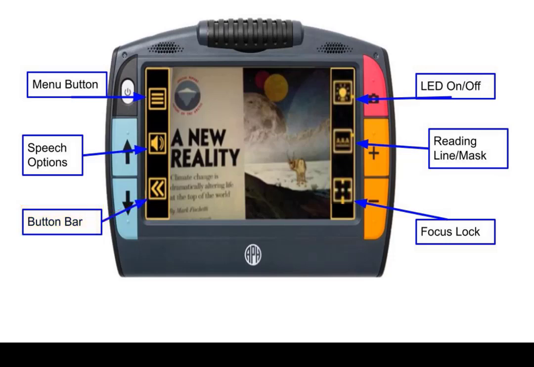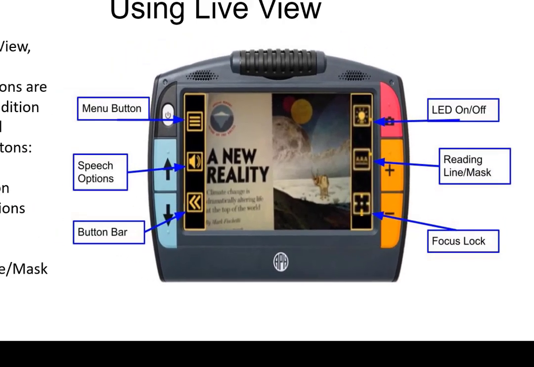On the upper right-hand part of the screen is your LED on or off. So you can turn that LED light on and off there with that button. And that button is aligned with the screen capture button that we talked about, the physical button in that upper right-hand side. Below that LED button is the reading line mask button, and that button is aligned with the magnification up button on the right side of the screen, and that will activate any reading lines or masks, and we'll talk about that in a future section. And on the very bottom of the right-hand side is the focus lock.